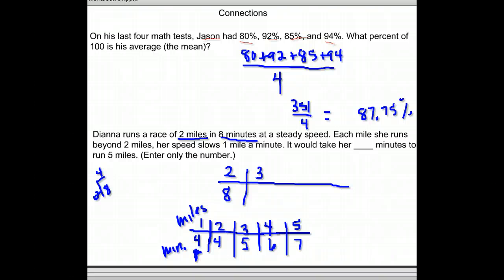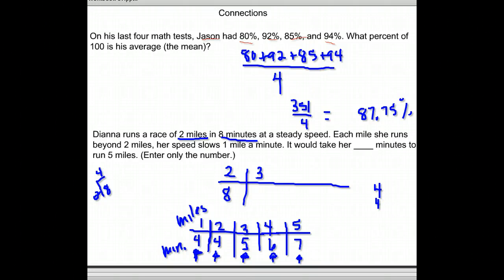So again, miles 1 and 2 she ran in 8 minutes total. So we could separate that and say she did 4 minutes for the first mile and 4 minutes for the second. Then again, as we went on, her third mile was a minute slower, so it took her 5 minutes to do that one, 6 minutes to do the next one, and 7 minutes to do the last one.